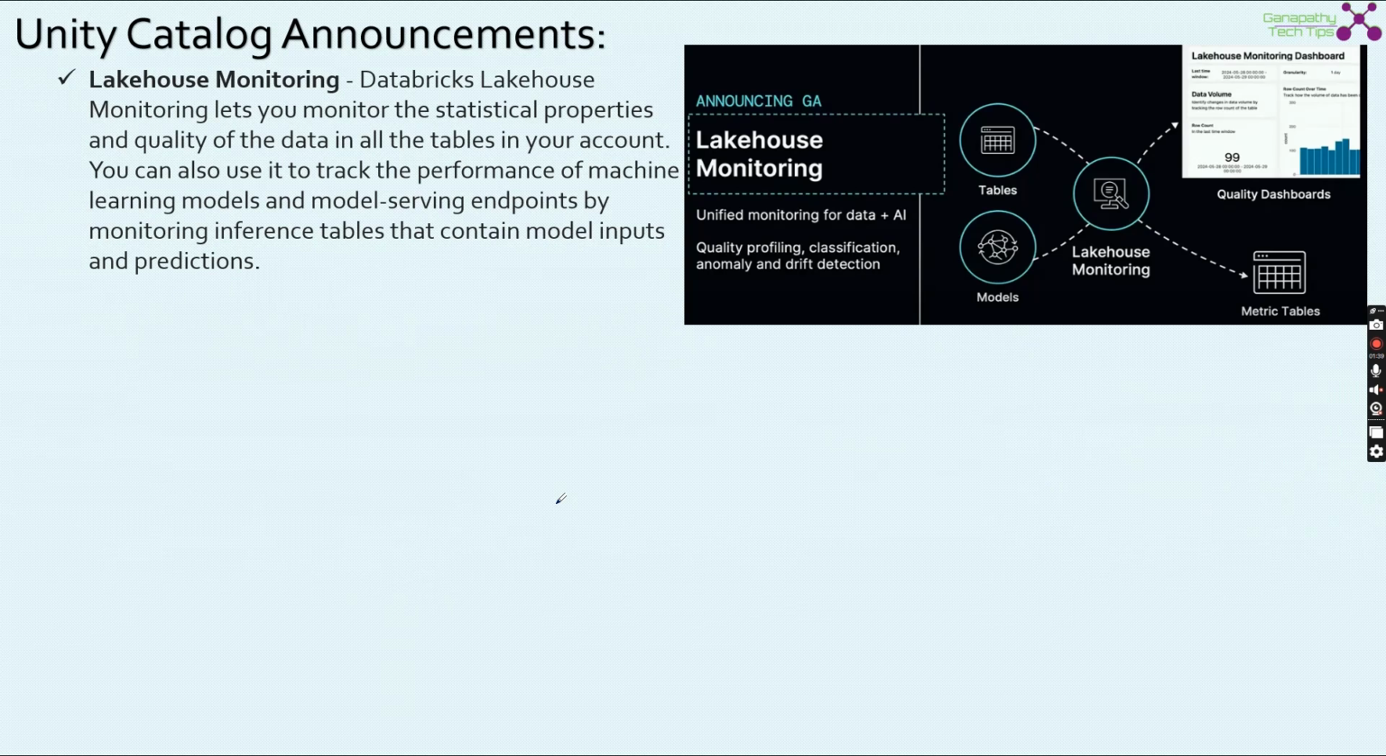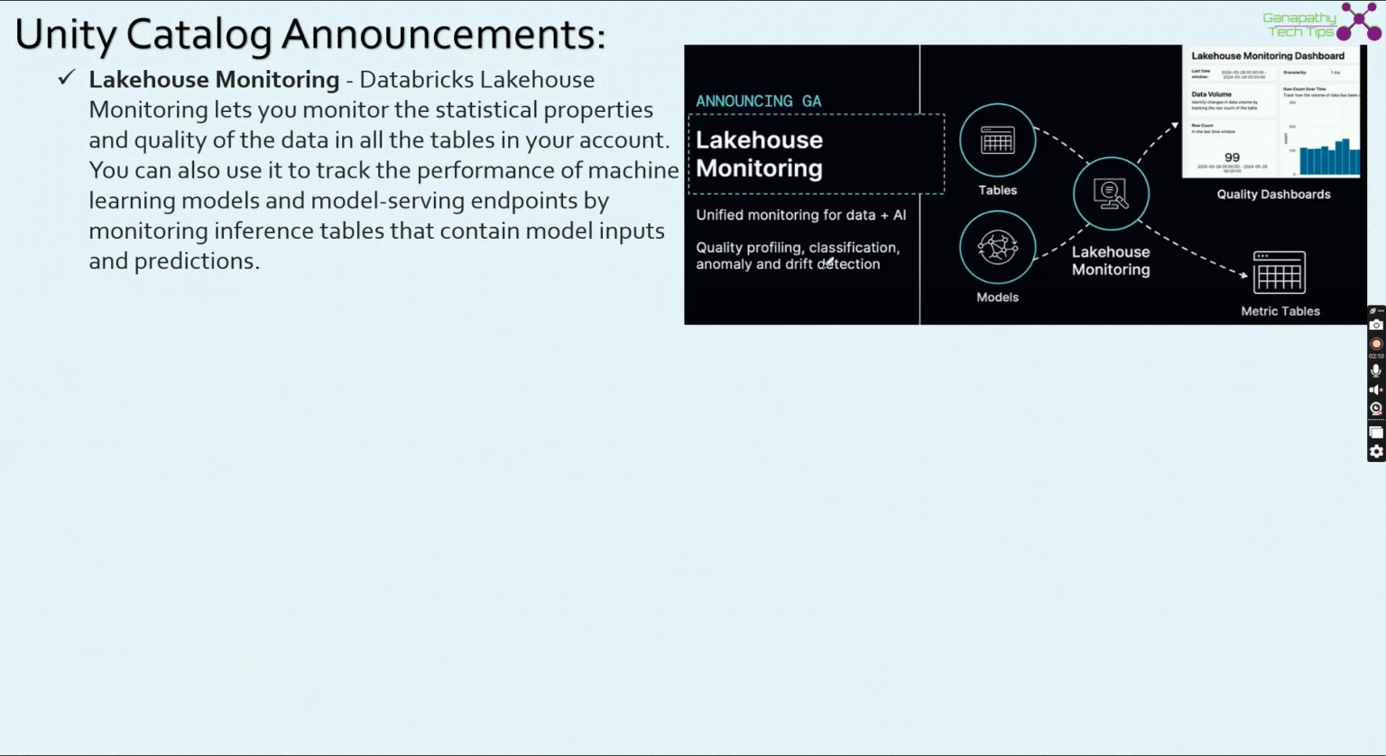Then the Lakehouse Monitoring part, now you can see here how it works. All your tables, all your models, everything will be monitored using Lakehouse Monitoring, and then pulled into the quality dashboards and the metric tables. So unified monitoring for data and AI, quality profiling, classification, anomaly and drift detection is possible. Lakehouse Monitoring will help you to monitor the statistical properties and quality of your data in all tables in your account.